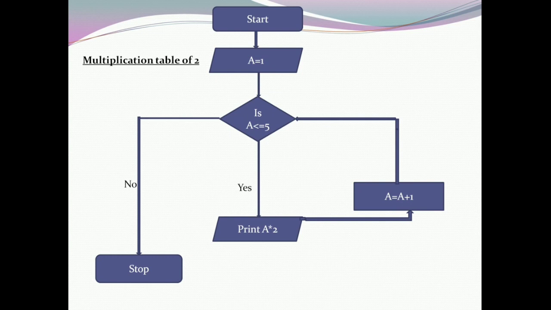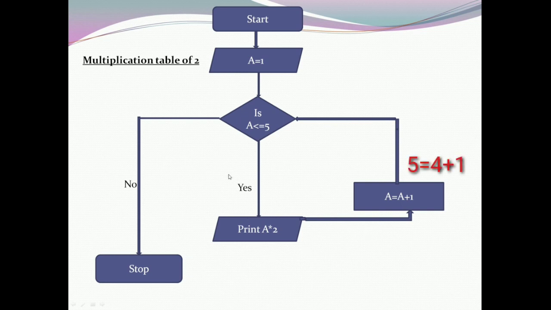Again we are going to increase the value of A by 1. A is equal to 3 plus 1, which is 4. Now the value of A is 4. So again we are checking, is 4 less than or equal to 5. Yes, of course 4 is less than 5. Again we are going to print A into 2. 4 into 2 is 8. So we have printed 8. Again we are going to increase the value of A plus 1.